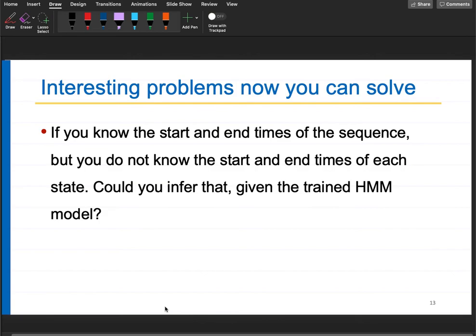Okay, so some interesting problems that you can solve now. If you know the start and end times of the sequence, but you do not know the start and end times of each state, could you infer that given the trained HMM model? This is what we just now discussed. You know the start and end time of a sequence means, okay, I'm going to speak Hari, but I do not know the exact boundaries of Ha, Ra, and E. Then you can use this Viterbi decoding to find the boundaries for each phoneme.